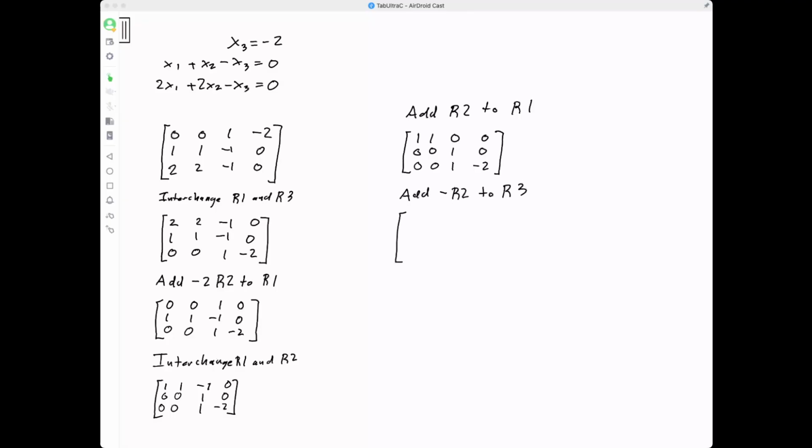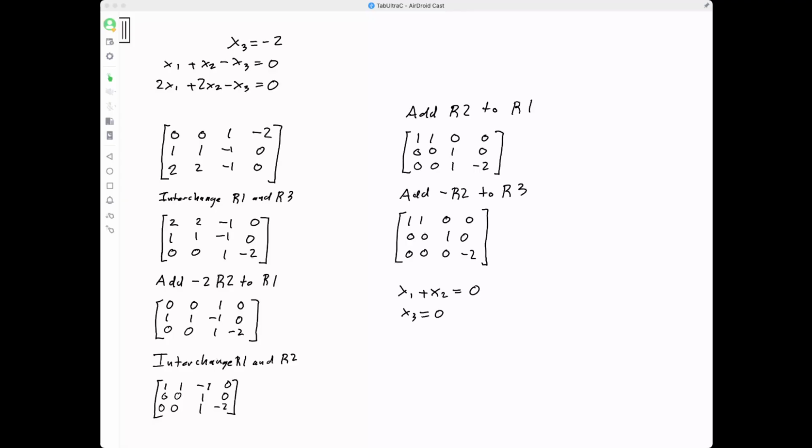When I do that, I get 1, 1, 0, 0, 0, 0, 1, 0, and then 0, 0, 1 plus a negative 1 is 0, and negative 2 plus a 0 is negative 2. And so if I were to read this, what I would get is x1 plus x2 is equal to 0. That's fine. The second row gives me x3 is equal to 0.